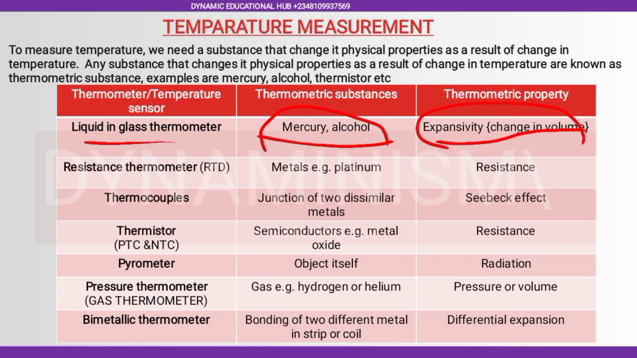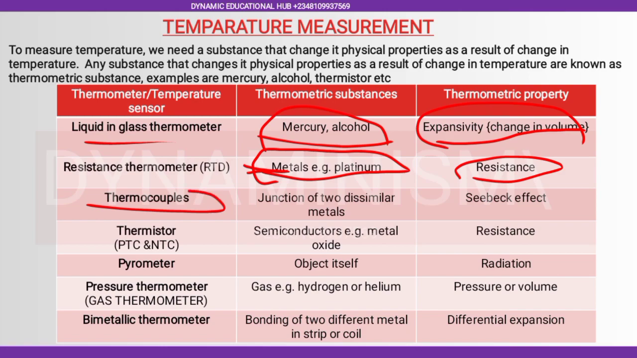Now let's look at the resistance thermometer, RTD. A resistance thermometer uses metal. Don't forget that the resistance of a metal changes with temperature. For a metal, as you increase temperature, the resistance of that metal, or of a conductor, increases. So we are using that to make a thermometer here. The thermometric property here is known as resistance.